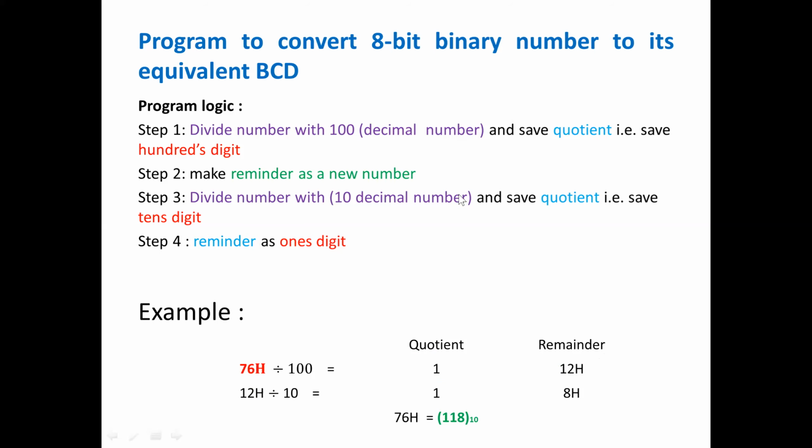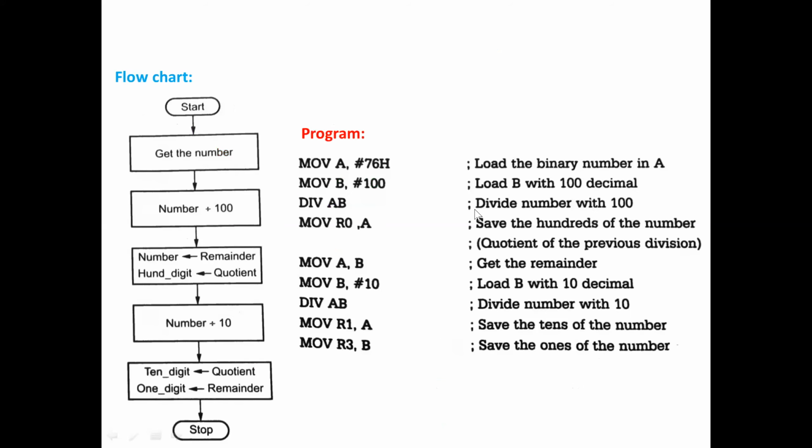So the flowchart also tells the same thing. I have taken the input, the number, and pushed it into the accumulator because I'm going to divide using the A and B registers. So I am putting these two values in A and B. A is 76, the given data that has to be divided by B.